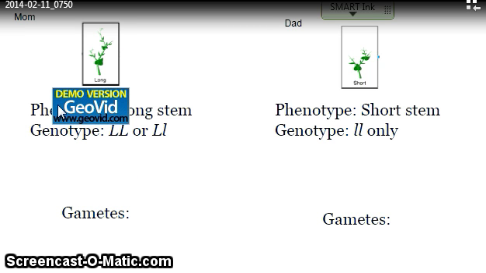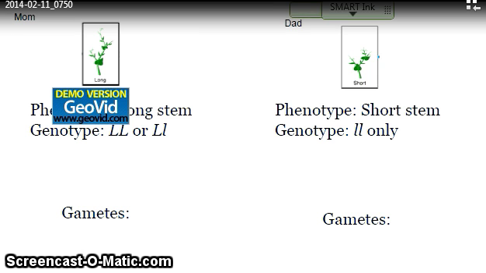We have a long stem pea plant, and remember long stem is dominant. So it could have the genotype of big L, big L, or big L, little l. In our case, we're going to choose the big L, little l. And for the short stem plant, that has to be homozygotic because the short characteristic is recessive. So the only genotype it could have is little l, little l.